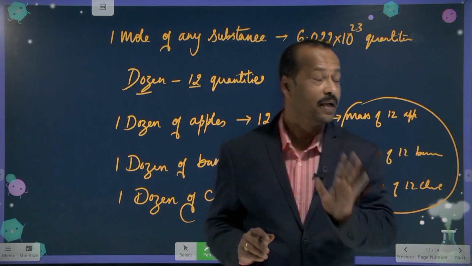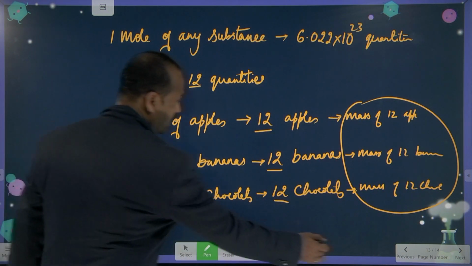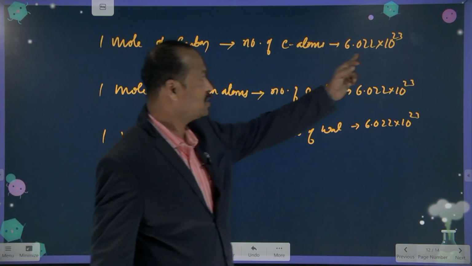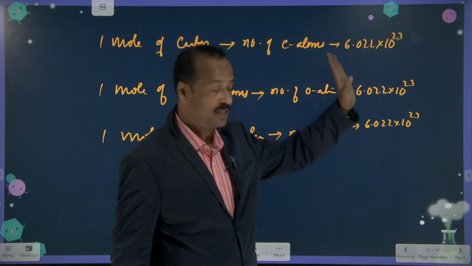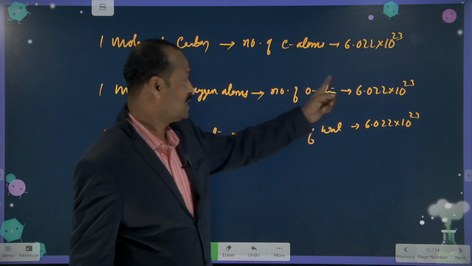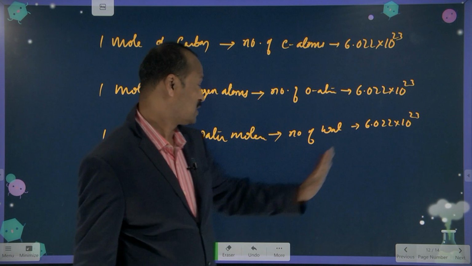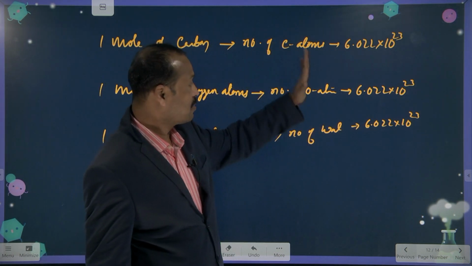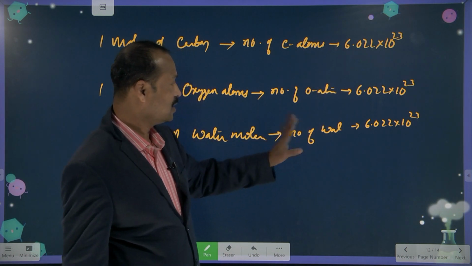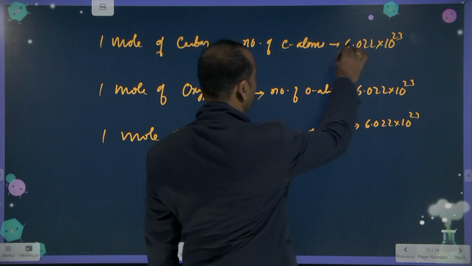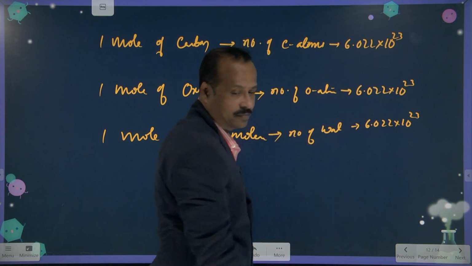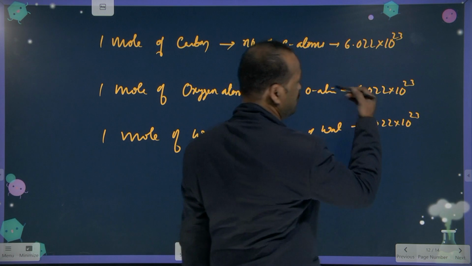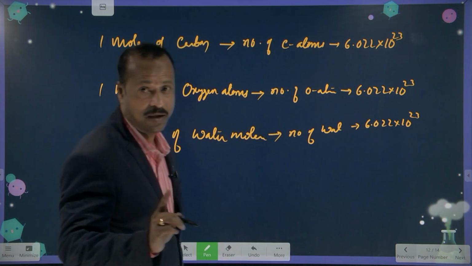Yes. Right. Similarly, 1 mole of carbon atoms means what? 6.022 × 10^23. The number is fixed. 1 mole of oxygen means what? Again 6.022 × 10^23. That is fixed. 1 mole of water molecules, also 6.022 × 10^23. So here carbon atoms are there, here oxygen, here water. Does the mass of all these remain the same? No. So the mass is different here also. The number is the same, the mass is different.